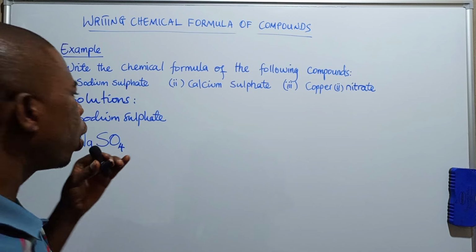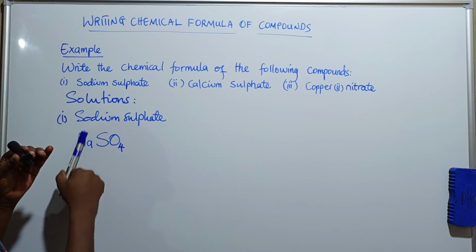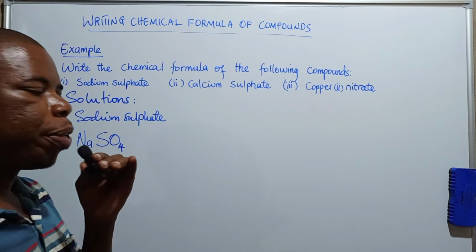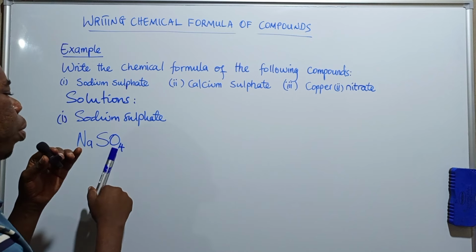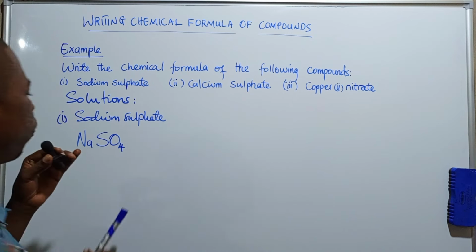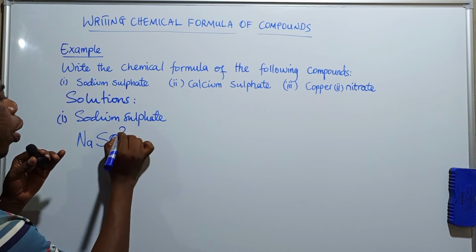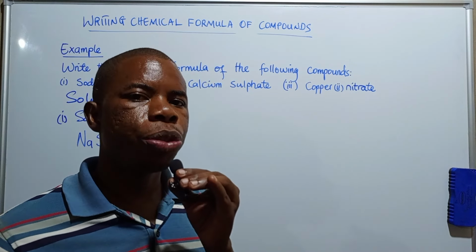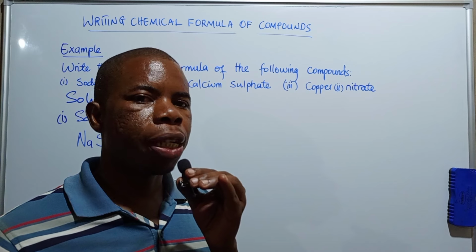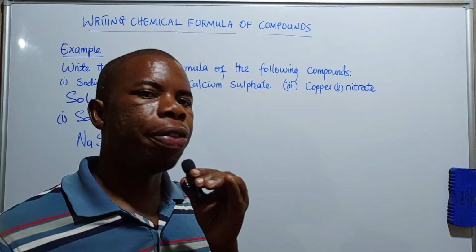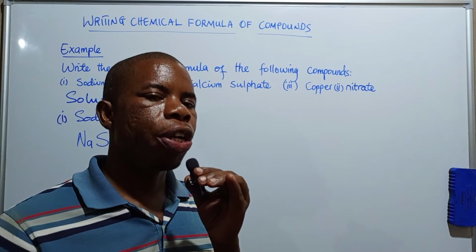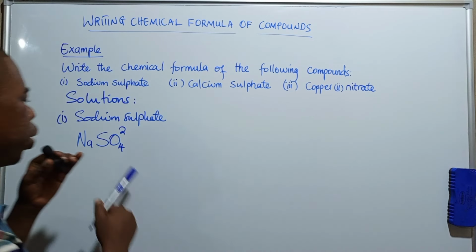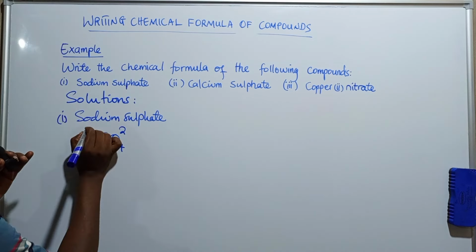After you identify the symbol for sodium and the formula for the sulfate, the next thing is to determine the valence for sodium and also the valence for sulfate. The valence for sulfate is 2, and this is just by memorization, because I did a lesson in my online tuition group where I indicated the various radicals and their valences, and that is where you have to learn and memorize them. So for sulfate it is 2, and for sodium it is 1.